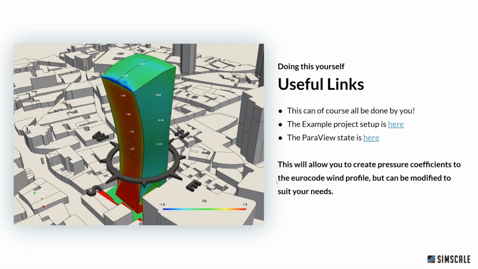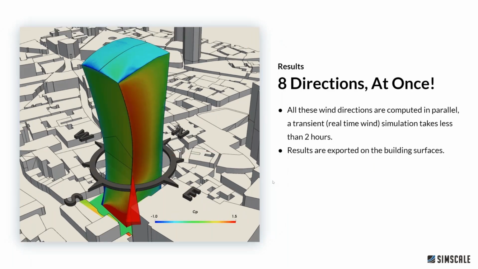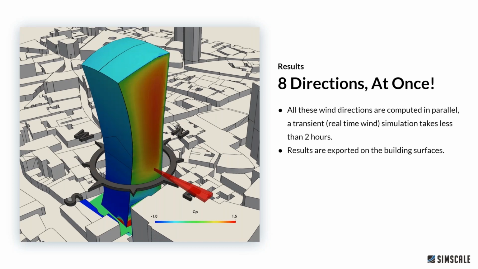So, what have we been able to obtain from this simulation? Well, as I mentioned before, it was 8 different directions, all at the same time, and it took less than a couple of hours. Results were exported on all of the surfaces of the building, which means for every single one of those 8 directions, we've got pressure results and we've got pressure coefficients. So if we wanted to query the face at 0 degrees angle of attack for the easterly direction, then we can just probe a point on that surface.